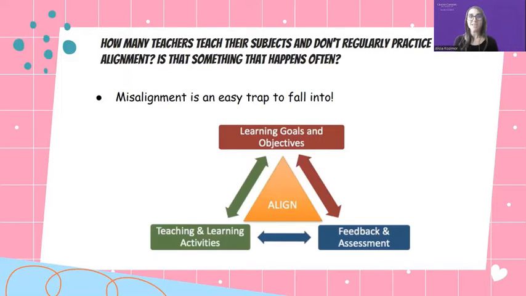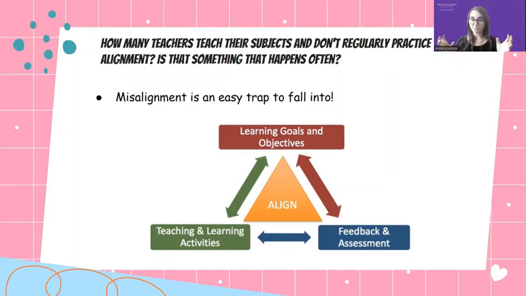Okay, next question. How many teachers teach their subjects and don't regularly practice alignment? Is that something that happens often? So yeah, it actually happens a lot, because as teachers, we write this really long lesson plan. And what happens with your lesson is that you start always with your objective, right?